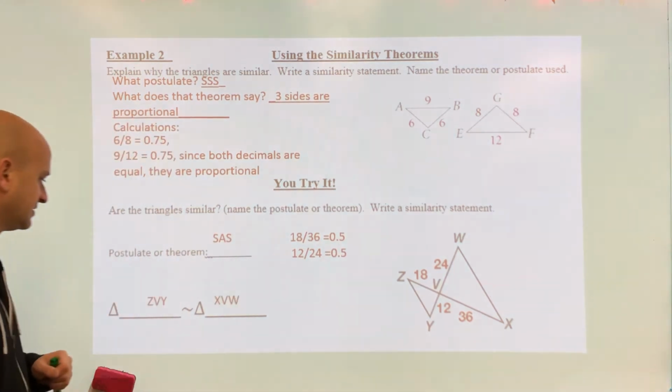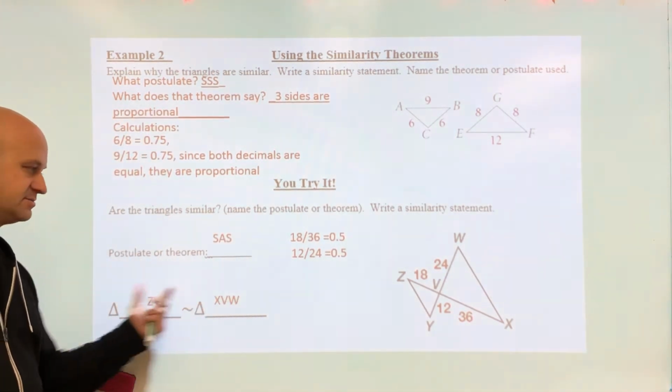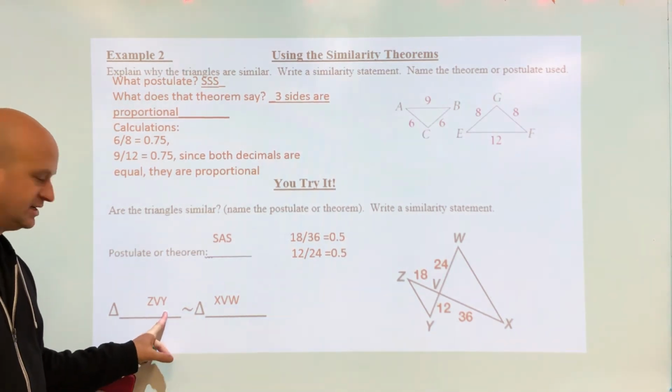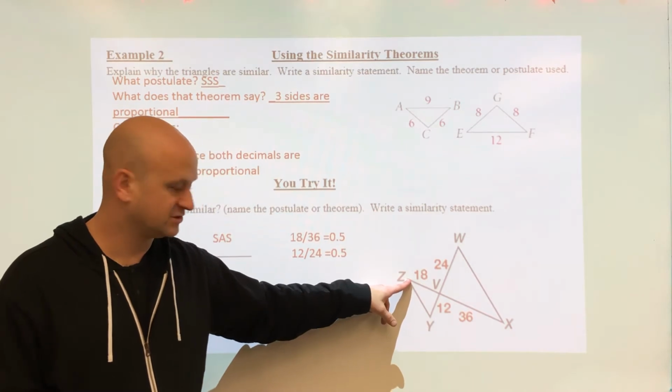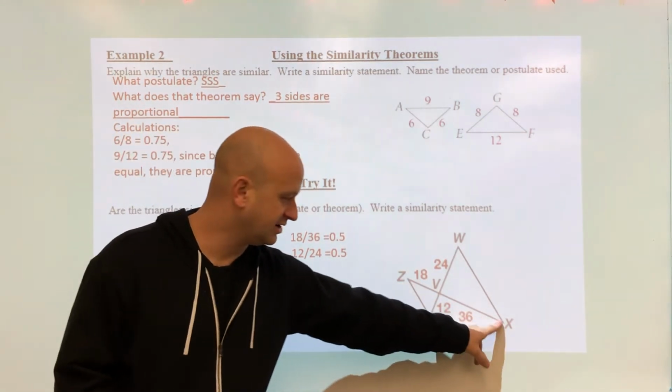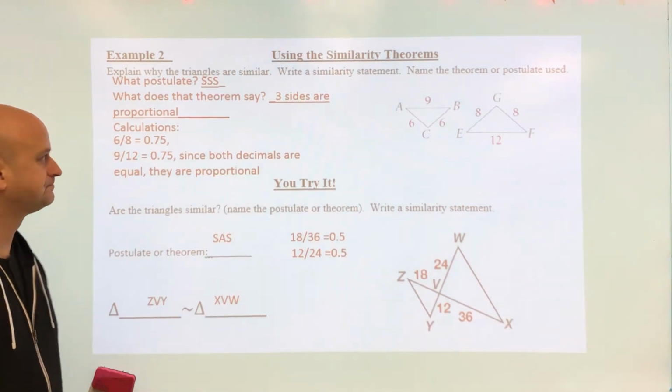Since the decimals are the same, the sides are similar. However you write it, we just have to make sure the parts match. So I went Z, Y. Z is the angle of the long side on the left, so the angle on the long side on the right would be X. And so that's how those match up.